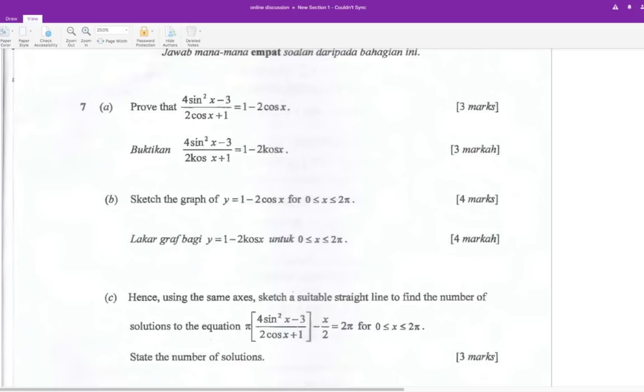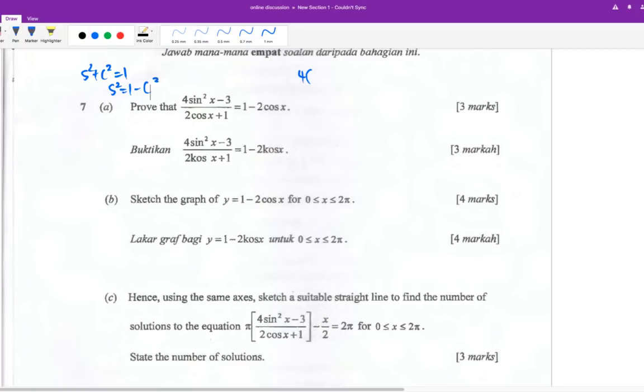Okay, let's have a look at 7a, which is the trigo. This one actually is not too difficult. I mean, yeah, should be okay. So the first thing is I will sub the cos into it. So I will get something like sine squared, because sine squared plus cos squared equals 1. So sine squared equals 1 minus cos squared. Alright, so you should know about this formula. So it is 1 minus cos squared x minus 3 over 2 cos x plus 1.